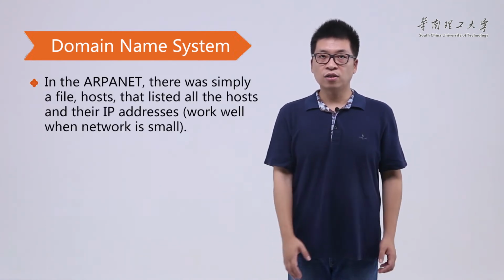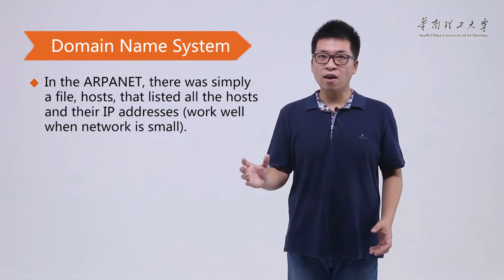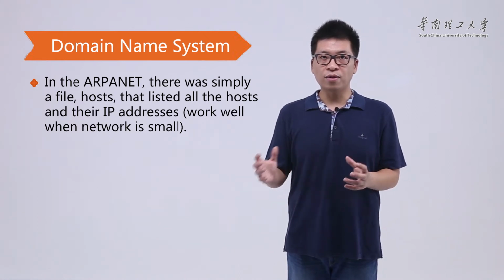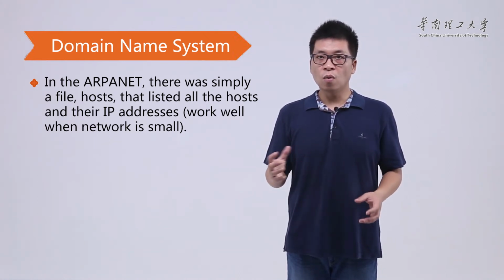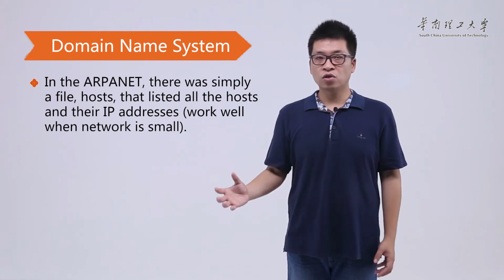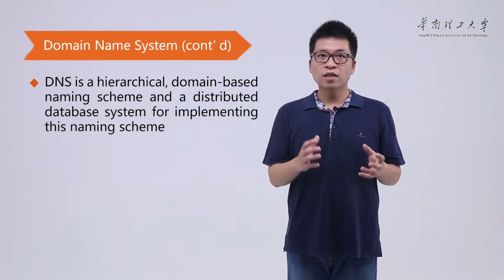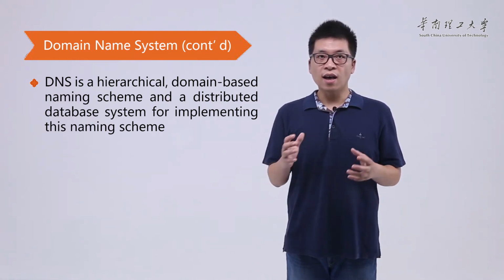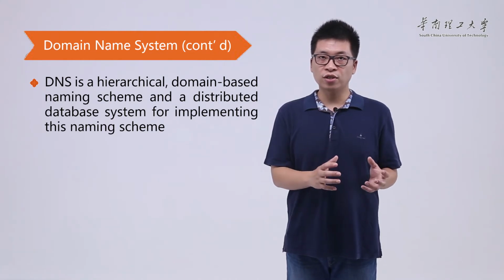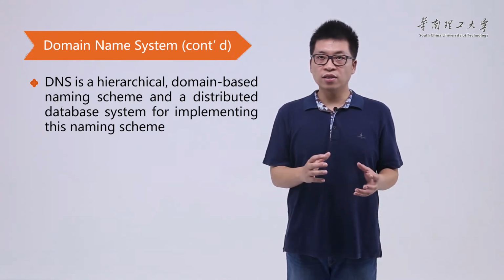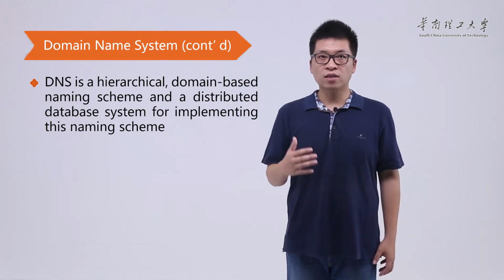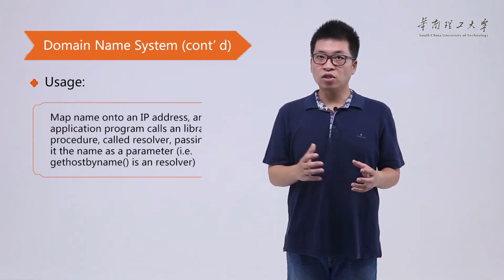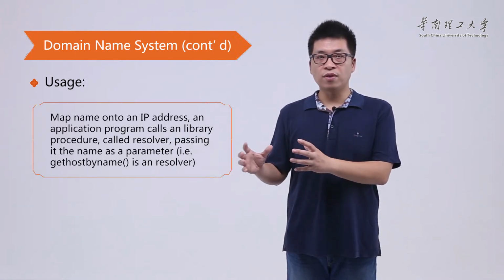In the ARPANET, there was simply a file, hosts, that listed all the hosts and their IP addresses. This scheme works well when the network is small. DNS is a hierarchical domain-based naming scheme and a distributed database system for implementing this naming scheme. DNS works in this way. What DNS really does is to map names onto IP addresses.